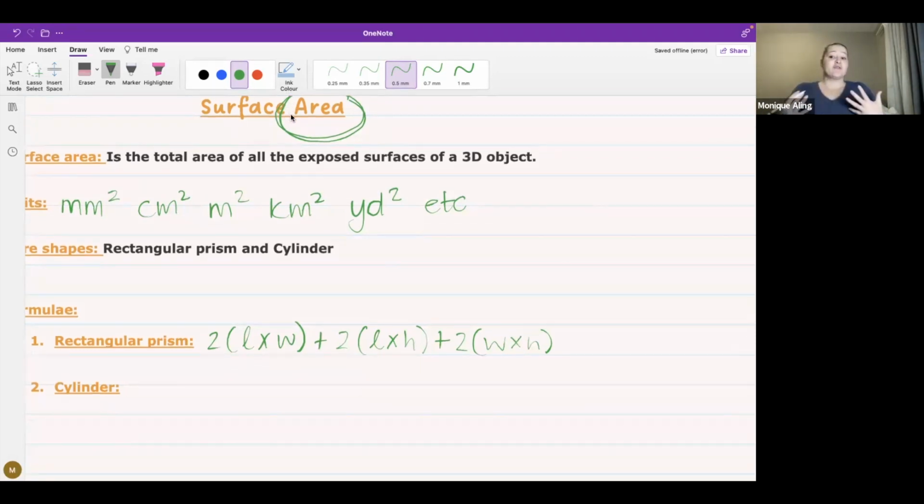So if you do forget the formula, just look at the shape and you can literally calculate the area of every single side and just add it together. So if you look at a tissue box, work out the area of the top of it, the area of the bottom, the 2 sides, the front and the back, and add it all up. They're all rectangles.